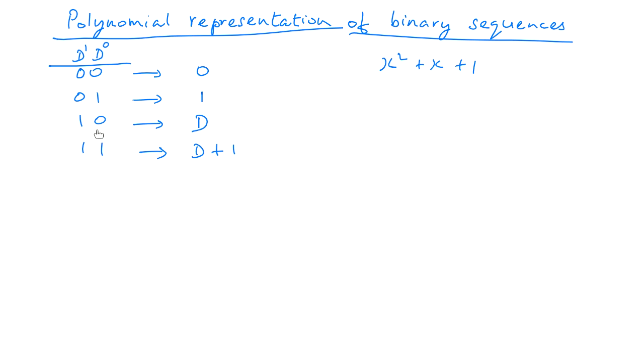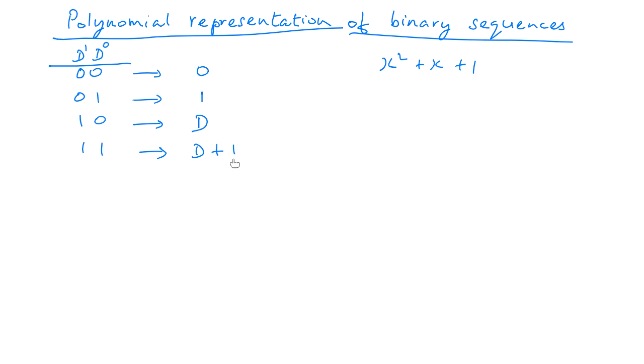The third one, which is 1, 0, the third sequence, 1, 0, it is having a 1 in d power 1. So d power 1 is present, and d power 0 is 0 times d power 0. So there is no d power 0 here. Okay. And in this case, the last one, we have both d power 1 and d power 0. So d power 1 is d and d power 0 is 1. So you get this as d plus 1. So that is basically the way you represent a code word or a binary sequence as a polynomial.